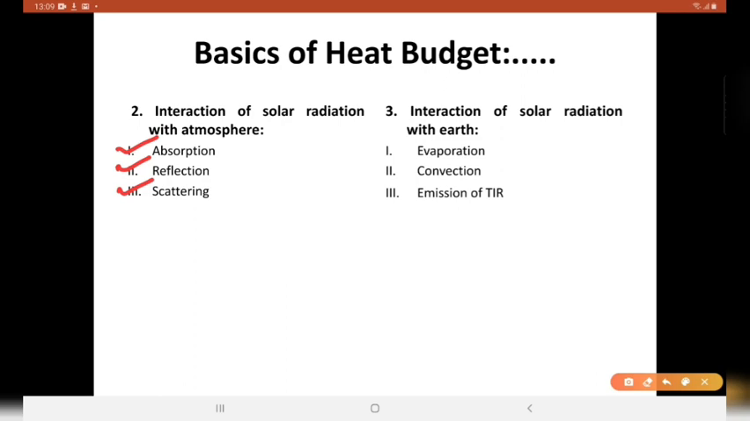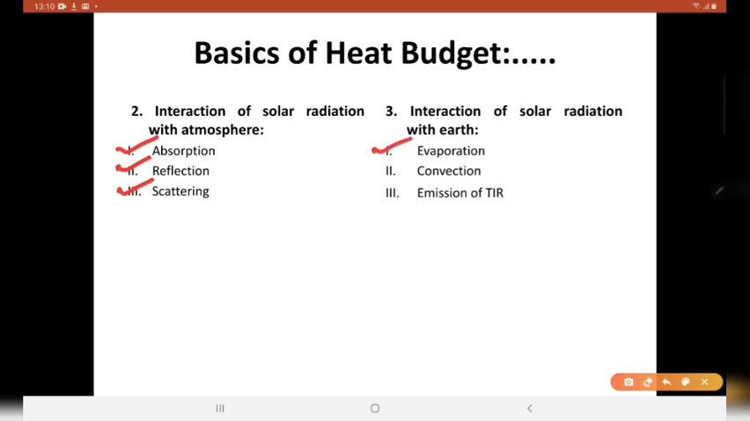Based on wavelength and the size of particle, the scattering may be of three types, that is Rayleigh, Mie and non-selective, which we will discuss in our later lecture. Now, the third one is interaction of solar radiation with earth. After absorption of short wave solar radiation by earth, it is re-emitted via three ways.